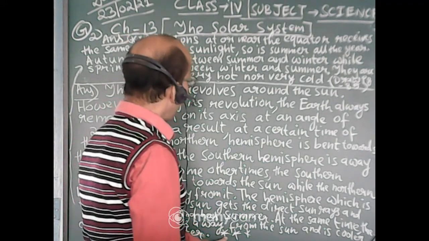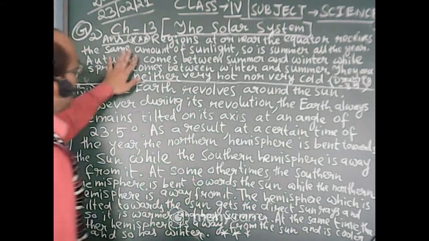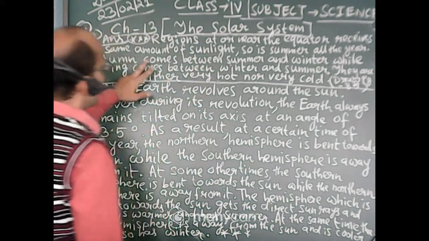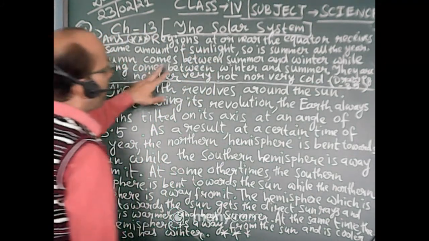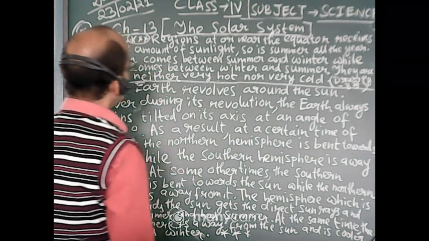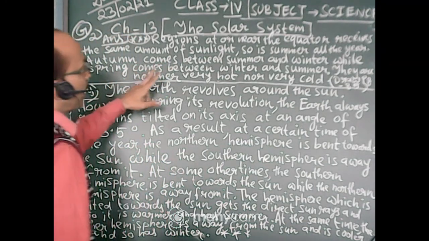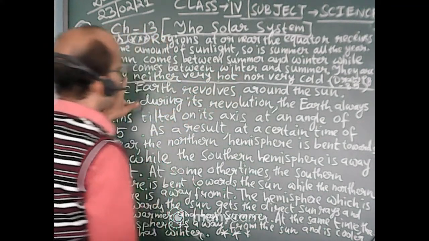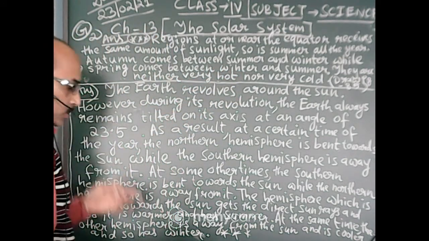After that, I have written here that regions at or near the equator receive the same amount of sunlight, so it is summer all the year. Autumn comes between summer and winter, while spring comes between winter and summer. They are neither very hot nor very cold.